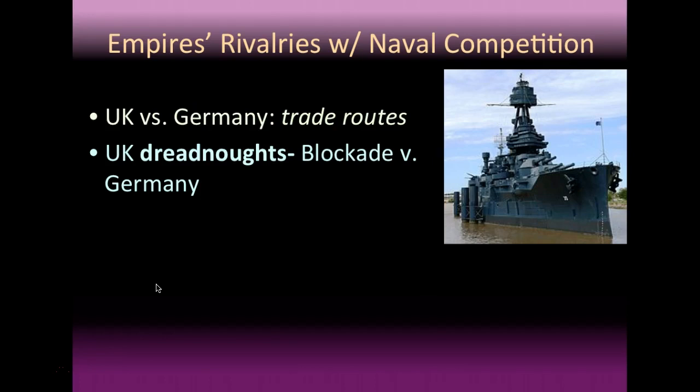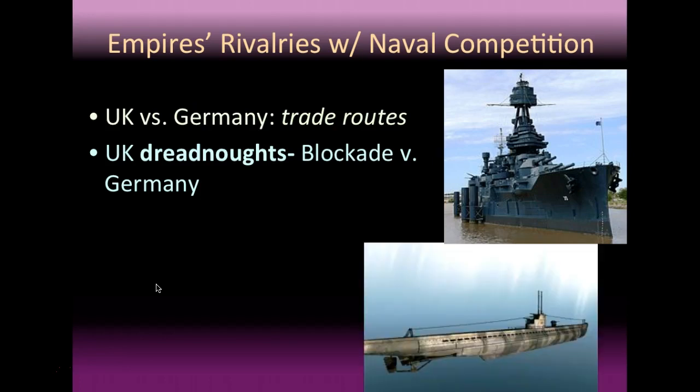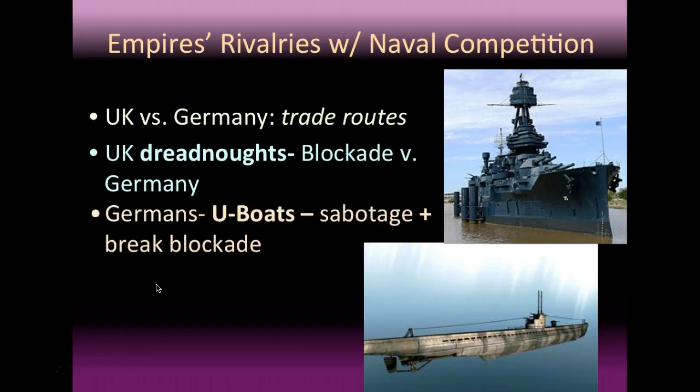We'll look at a map in a second to show how landlocked Germany is, and so getting goods by water is really an important part when you're surrounded by enemies. But the British did a really good job with these dreadnoughts, these humongous ships, to ensure that the Germans didn't have the capacity to sail past them. So what does Germany do? They create U-boats or underwater boats or submarines.